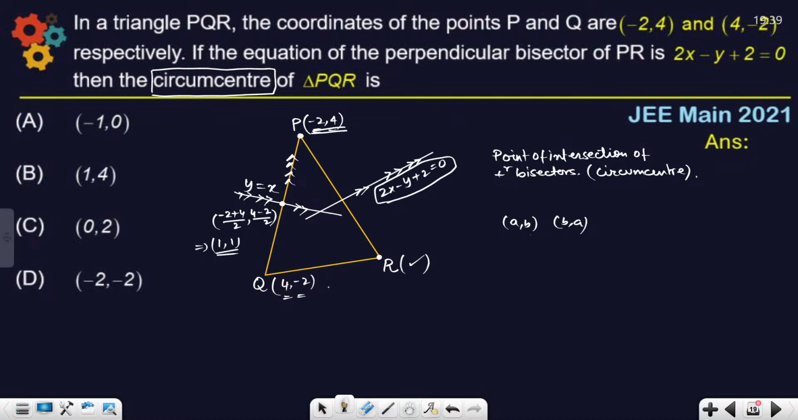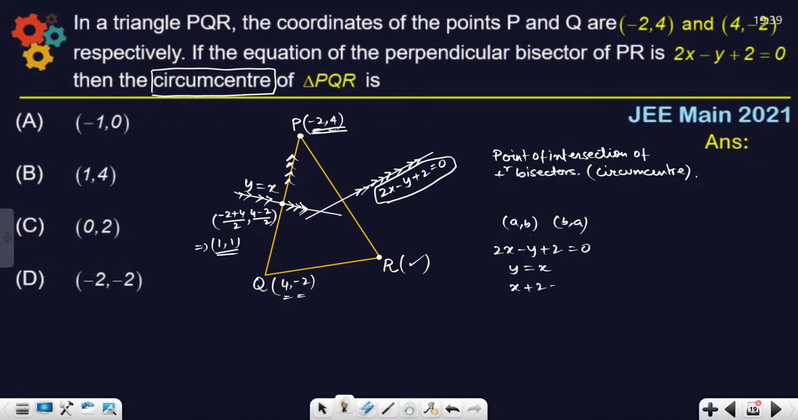That's it. So the moment you get this perpendicular bisector, you already know the other perpendicular bisector. So I will simply solve these to get the circumcenter, because the perpendicular bisectors always intersect at the circumcenter. So let me solve these two equations to get the circumcenter.